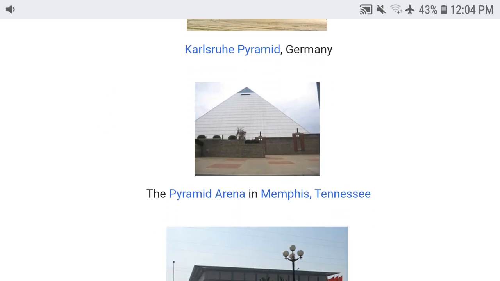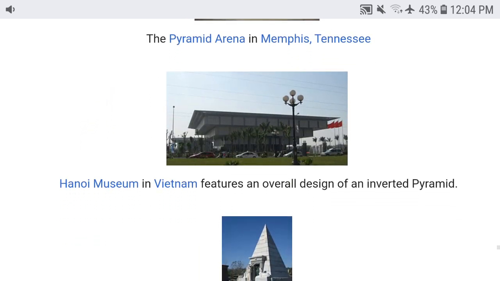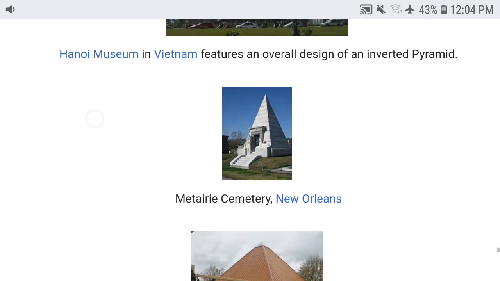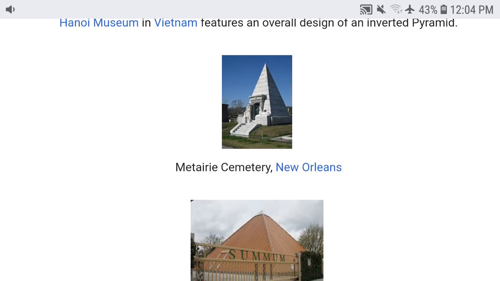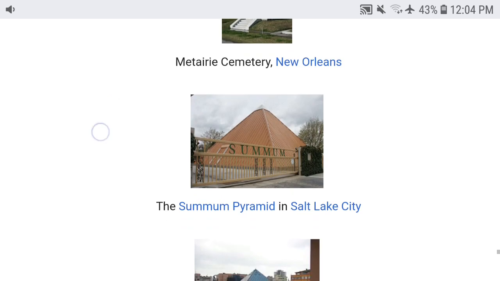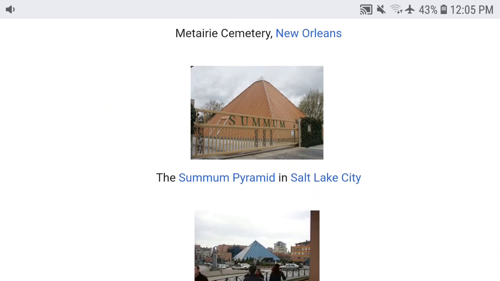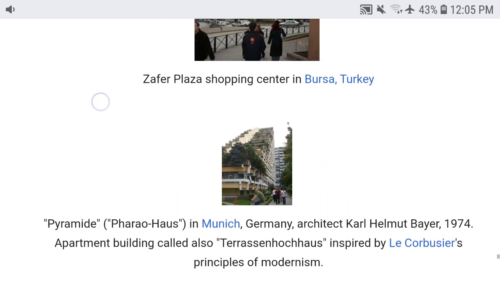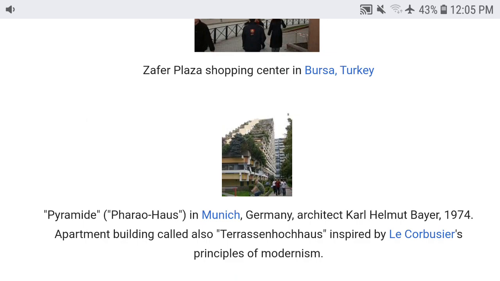Arena in Memphis, Tennessee, okay. Hanoi Museum in Vietnam. Oh, this is actually an inverted, like an upside down pyramid as well. In Vietnam, okay, that's interesting. Metairie Cemetery in New Orleans, that's US. The Summum Pyramid in Salt Lake City, I think that's also US. Zafer Plaza Shopping Center in Bursa, Turkey. Okay, Turkey, that's Middle East. That's Central Asia, I think.